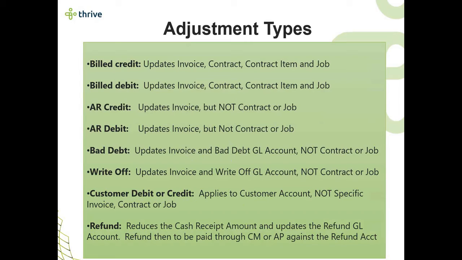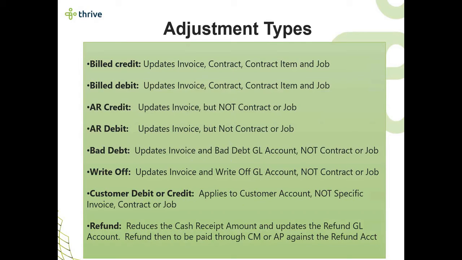The final adjustment type is refund for cash receipt amounts. When you choose to adjust a cash receipt amount, you can choose refund. When you choose to refund either all or part of a payment, it deducts the amount off the cash receipt, and the other side of the transaction goes into a refund GL account, and then it's ready for you to actually make that payment back to the client, either directly through cash management or accounts payable, linking to that refund account in the general ledger.